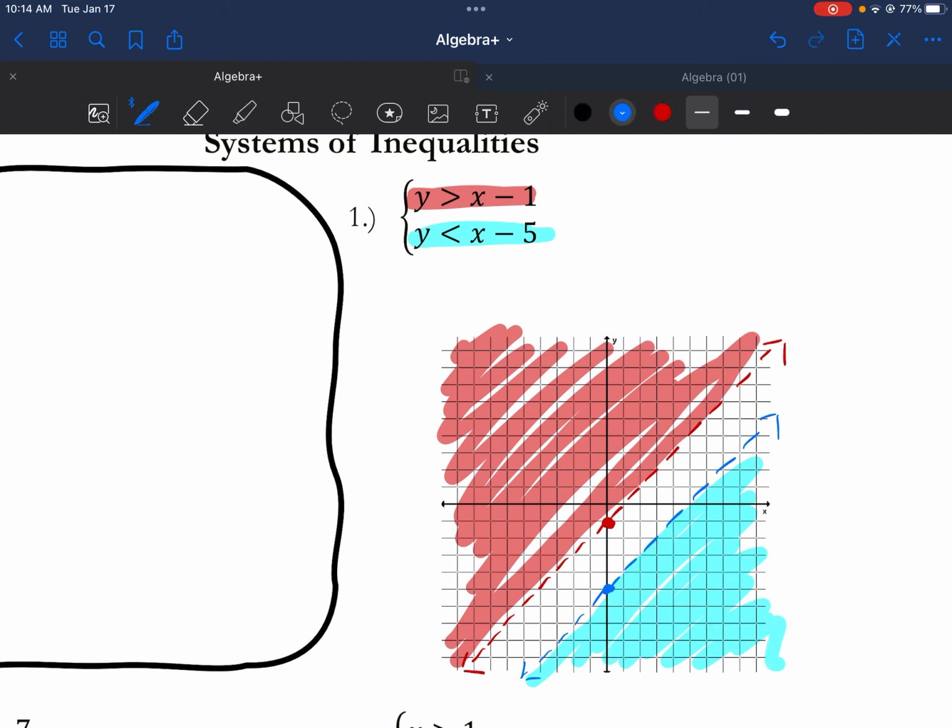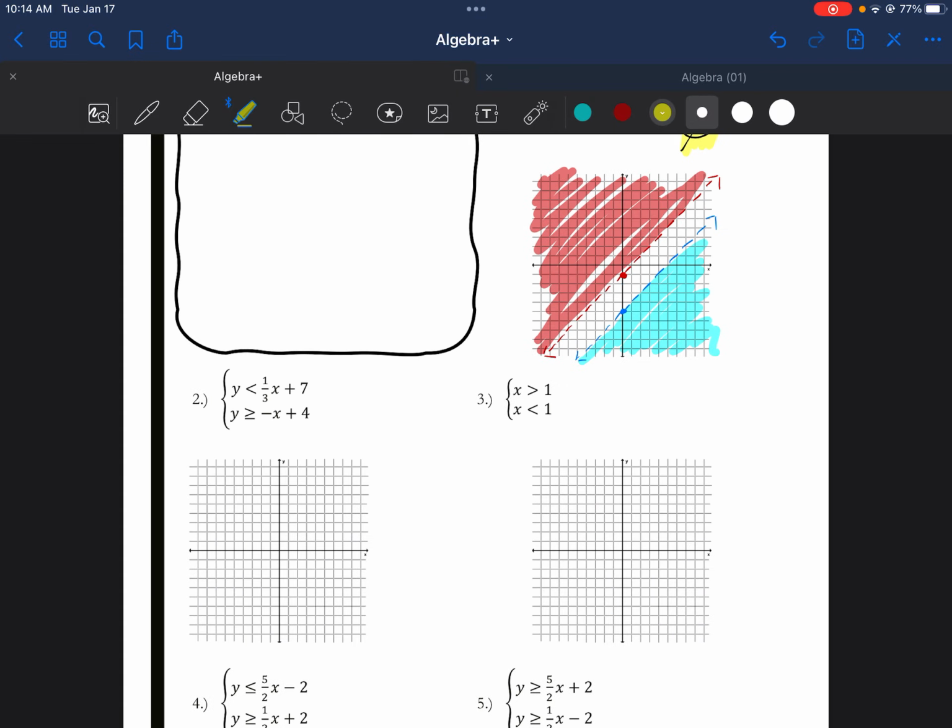Do we see any purple here, any overlap? No, right? So this is actually a no solution because they do not overlap. Let's do an example where they do overlap.